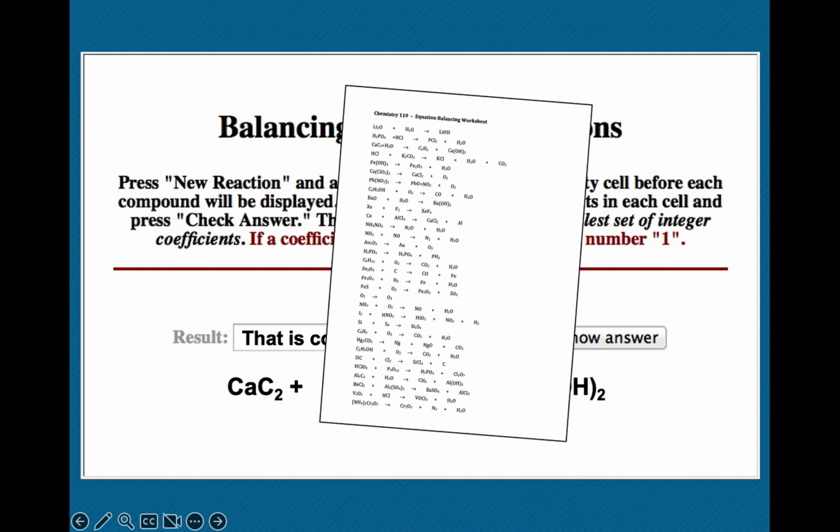Now, the only way to really know about balancing equations is to do it. Tutorials help. Blackboard helps a little. This is a balancing worksheet, no credit, but print it and just try it. The answers are there too. So if you want practice, it's a nice way to do it. Any questions?